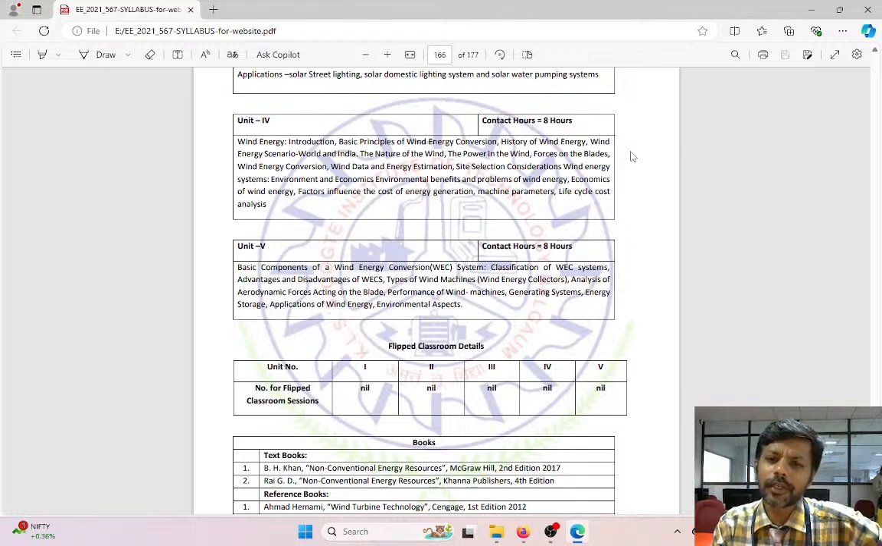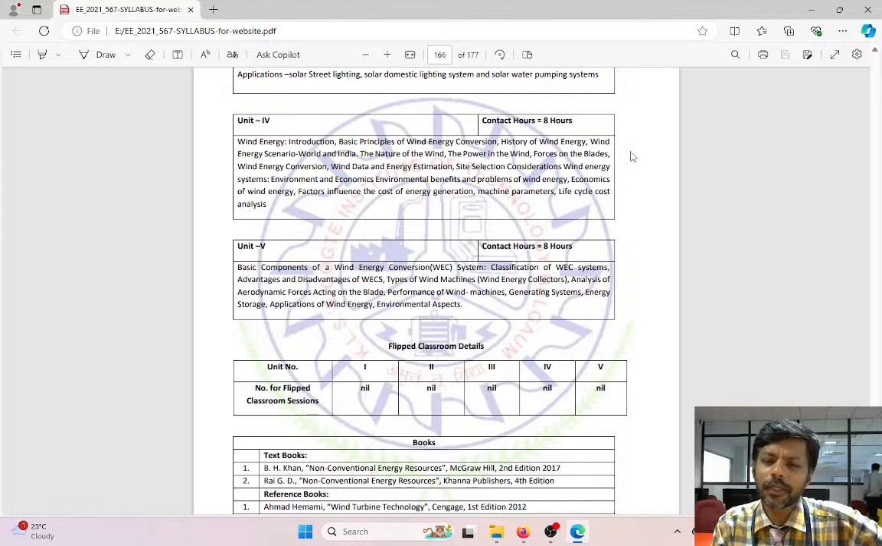So all that history about wind energy we are going to discuss, and the nature of the wind, and how to convert the kinetic energy of the wind to rotation basically. What conversion techniques are there, how much power we can extract, how to select the site for wind power generation, the economic benefits of wind power generation, and also the problems associated with wind power generation. All this we are going to discuss in the fourth unit.